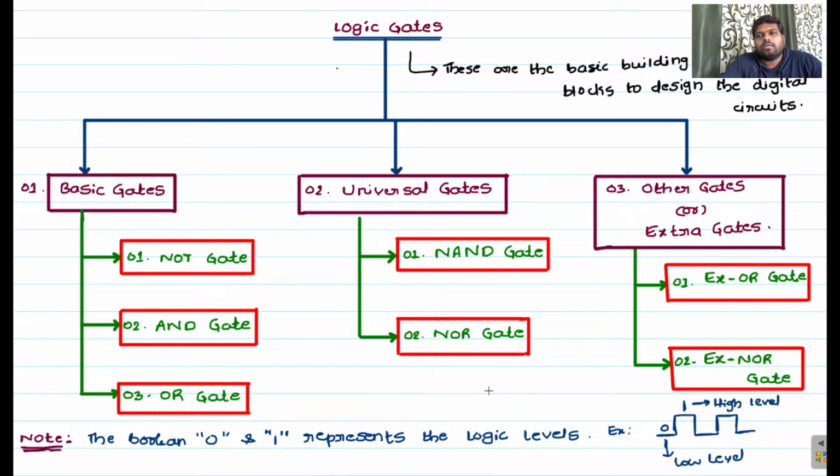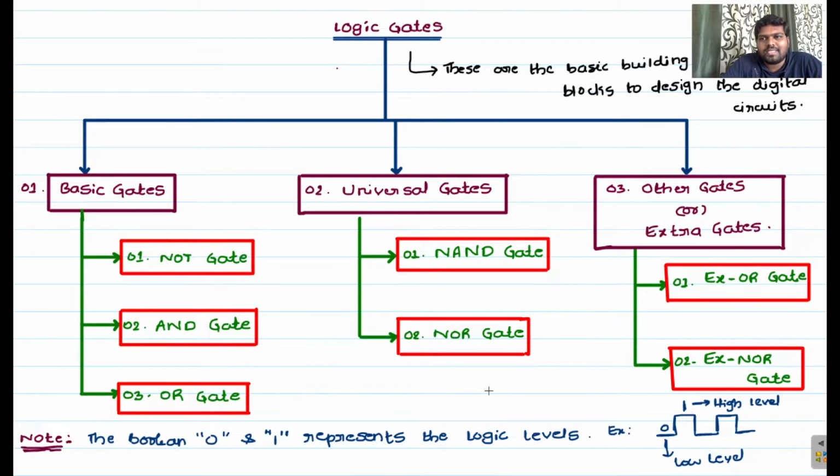Hi everyone. So our next topic is logic gates. We already discussed the classification of logic gates. We have three types of logic gates: basic gates, universal gates, and other gates. The basic gates are the NOT gate, AND gate, and OR gate. When it comes to universal gates, we have only two gates, and those are the NAND gate and NOR gate.